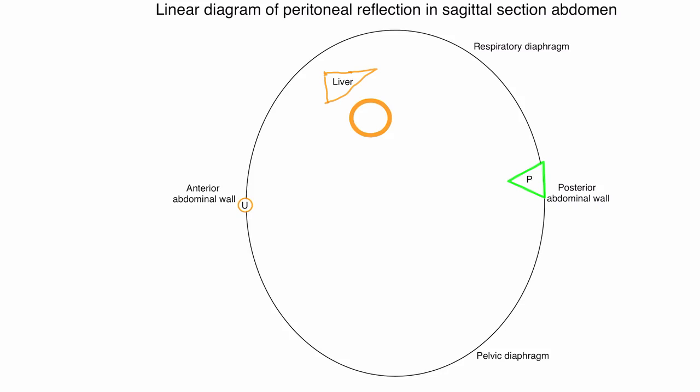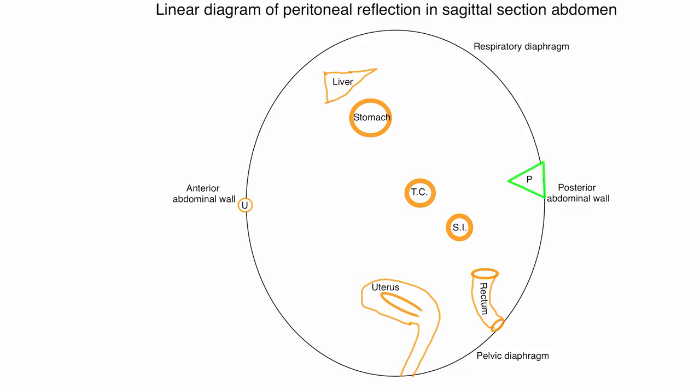Draw a transverse section of the stomach, label it stomach. Draw one more circle, a transverse section of the transverse colon, label it transverse colon. Draw one more circle below the transverse colon representing the small intestine, label it small intestine. Draw the rectum in the lower part and label it rectum. Draw a pear-shaped organ anterior to the rectum and label it uterus. Draw an organ representing the urinary bladder anterior to the uterus, label it urinary bladder.